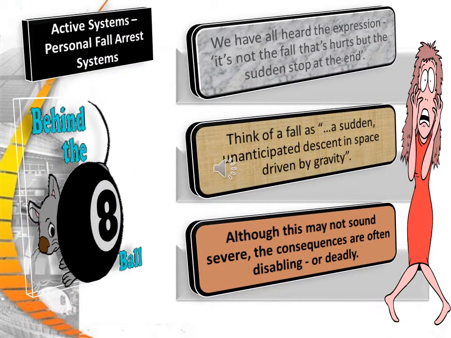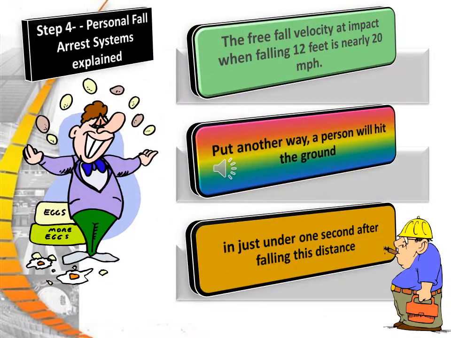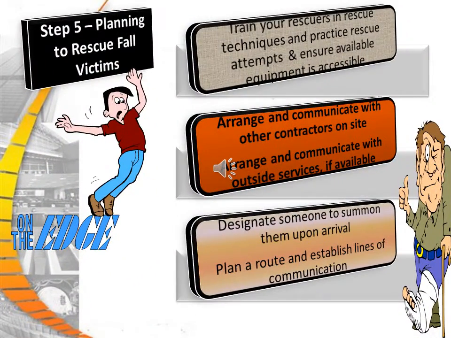We've all heard the expression, it's not the fall that hurts, but the sudden stop. Think of the fall as a sudden, unanticipated descent in a space driven by gravity. Although this may not sound severe, the consequences are often disabling or deadly. The free fall velocity at impact when falling 12 feet is nearly 20 miles per hour. Put another way, a person will hit the ground in just under 1 second after falling this distance.